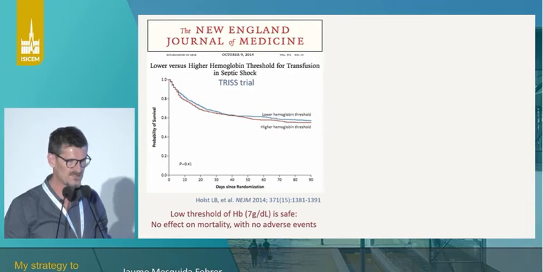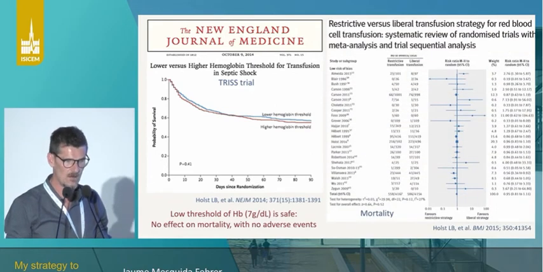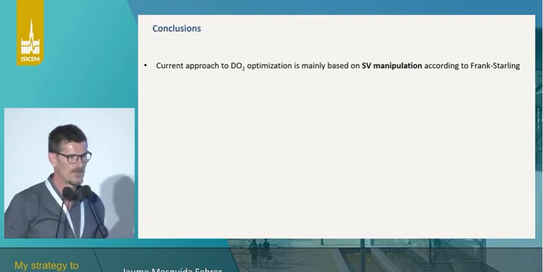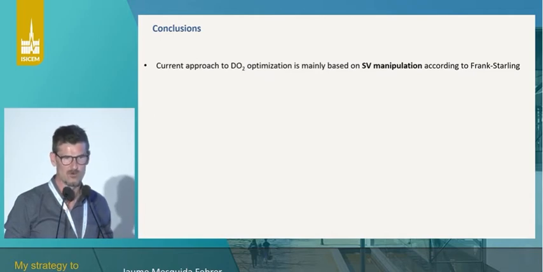In addition to this trial, we also have a systematic review of randomized trials with restrictive against liberal red blood cell transfusion, with no impact on mortality and no adverse events when deciding for a restrictive strategy for red blood cell transfusion. So to conclude, I think our current approach to oxygen delivery optimization is mainly based on stroke volume manipulation, and we do that according to Frank-Starling principles.